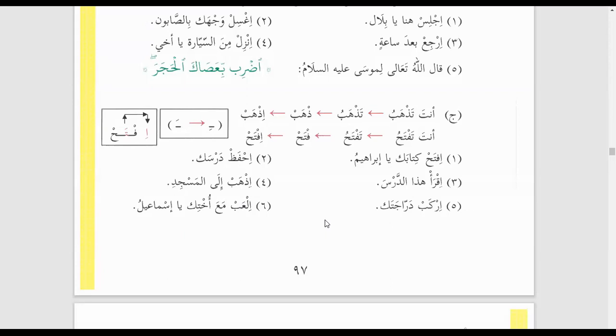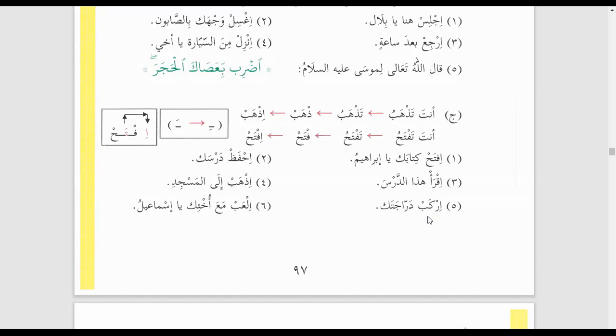I have a question. Yes. In irkab darajatak, why did we put nasb on the daraja? Is it because it's maf'ulun bih? Exactly, that's right. It is maf'ul bihi because whenever you use fi'l al-amr, the noun that follows it will always be mansoob. When you say irkab, irkab is the fi'l and the fa'il, the doer, is inside it. You ride. So you is the subject, irkab is the verb, and darajataka is the object.